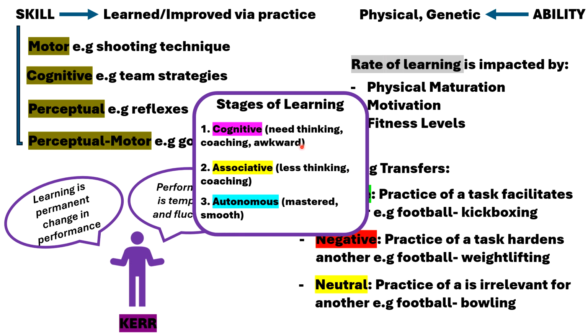Let's look at the 3 stages of learning. This is part of linear pedagogy. So there's the cognitive stage. It requires you to think. Remember, cognitive skills, thinking. So you're going to need a lot of coaching, thinking. It's going to be awkward. You're going to do things step by step. Associative, this is when you kind of know what to do, but you still need help. And autonomous, where everything's smooth. You'll see this in professionals. You don't need coaching and thinking.